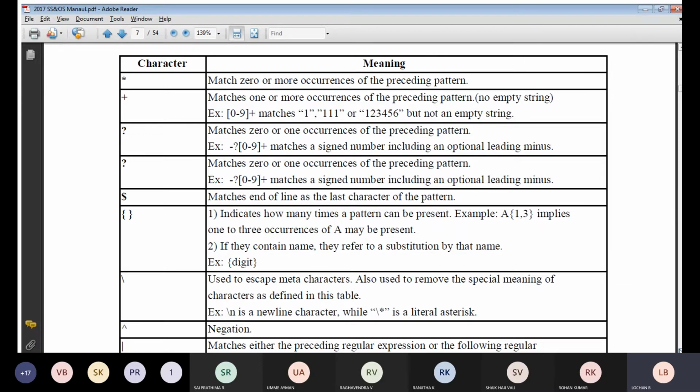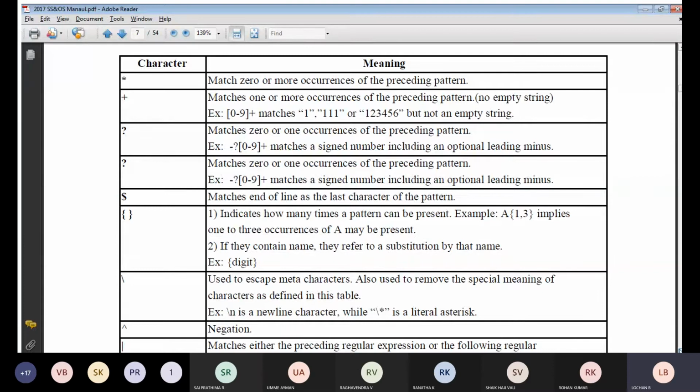Plus means at least one character you need to have. At least one particular character you need to have in this particular case. So dollar. Next, question mark indicates that we will be using an optional leading minus.